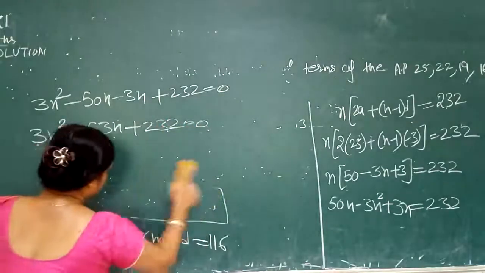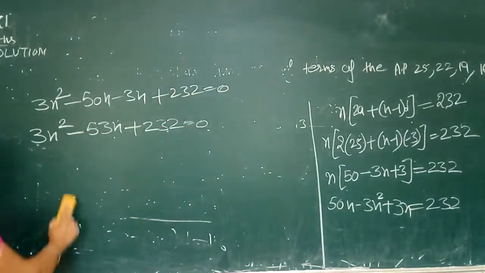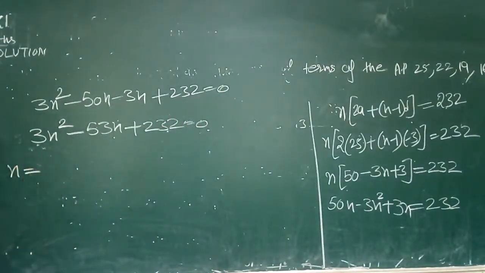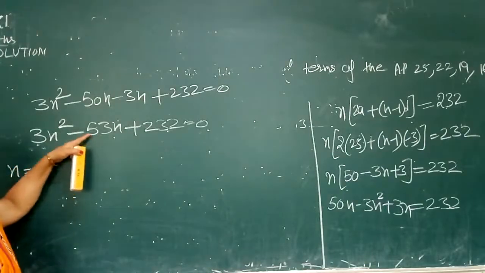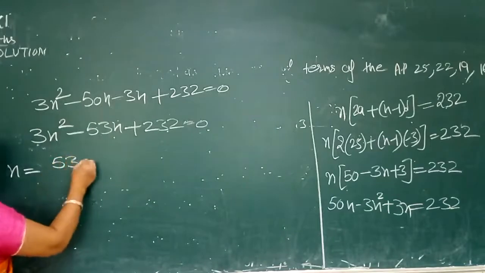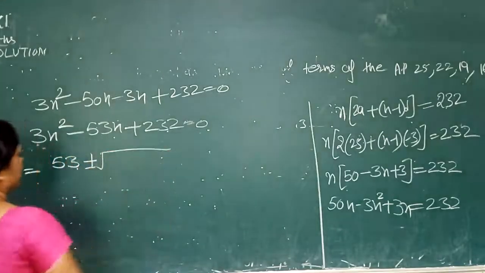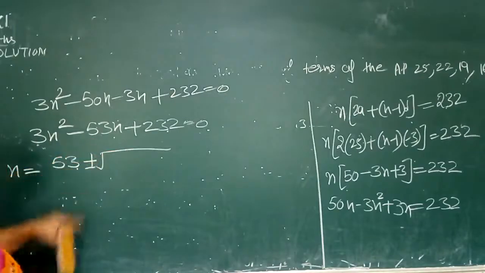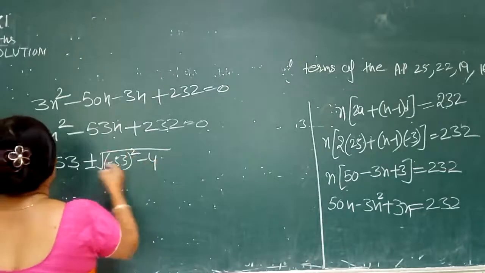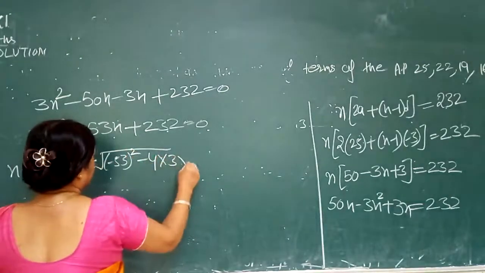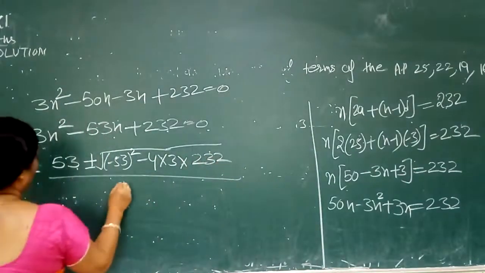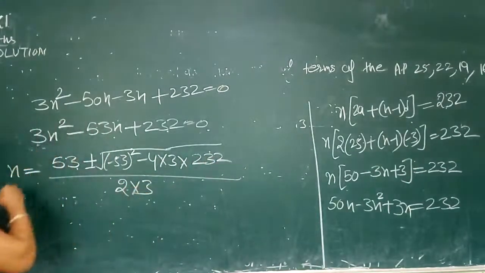Now we will solve this equation by the quadratic formula. What is the formula? That is n is equal to minus b plus minus root of b square minus 4ac upon 2a. Here, what is b? b is minus 53, so minus b is plus 53. b square is minus 53 square, minus 4 into a, what is a? That is 3, and c, that is 232, upon 2a, that is 6.